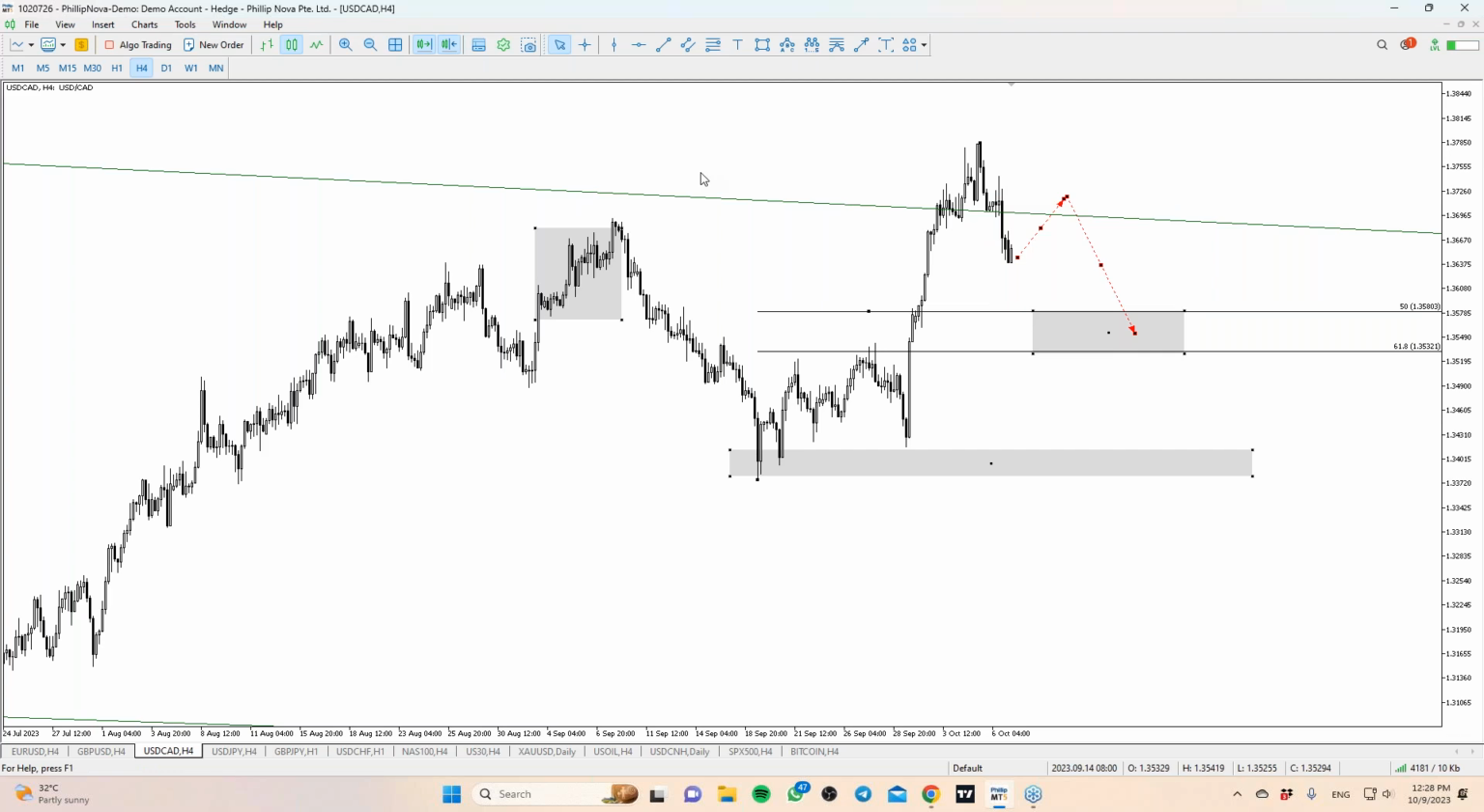Okay, pretty similar to the euro and the pound, right? It's just the opposite side of things, okay, because in dollar CAD, the dollar is in front, right? Euro dollar, the dollar is at the back.